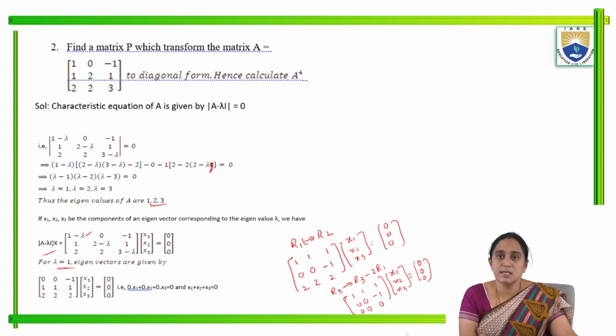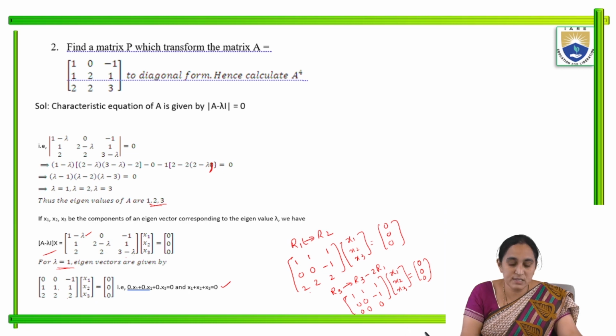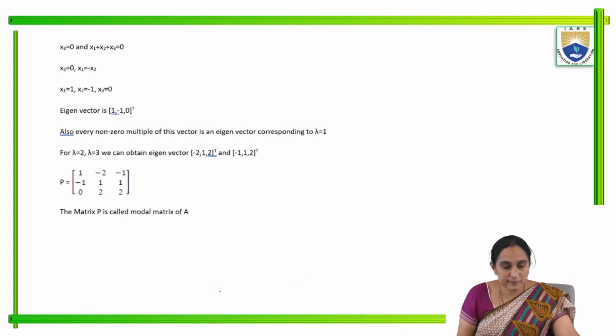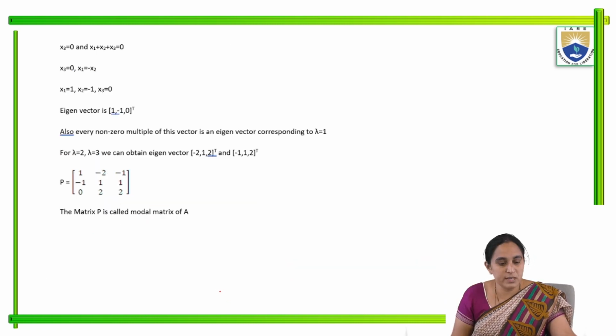Now write it in equation form. The first equation is x1 plus x2 plus x3 is equal to 0, and the second equation is minus x3 equal to 0, that is x3 is equal to 0. For three unknowns we need three equations, but here we get only one equation, and one unknown value, x3, is 0. Now we have to find two unknown values, x1 and x2. For that case, we have to assume either x1 or x2 as k.